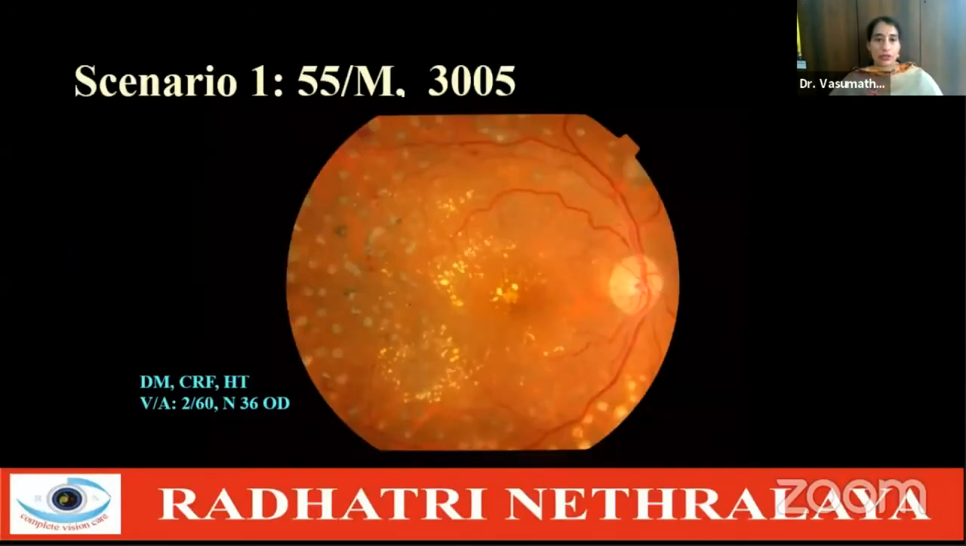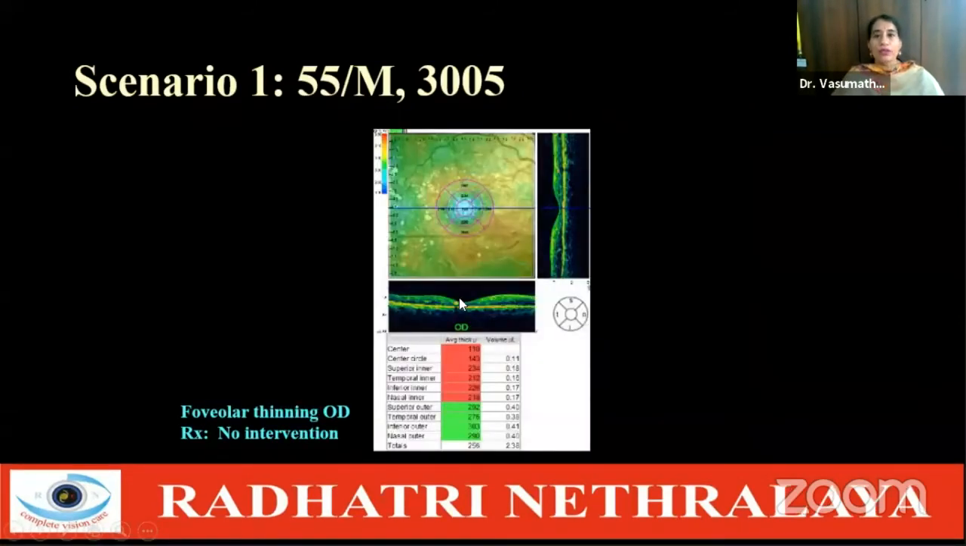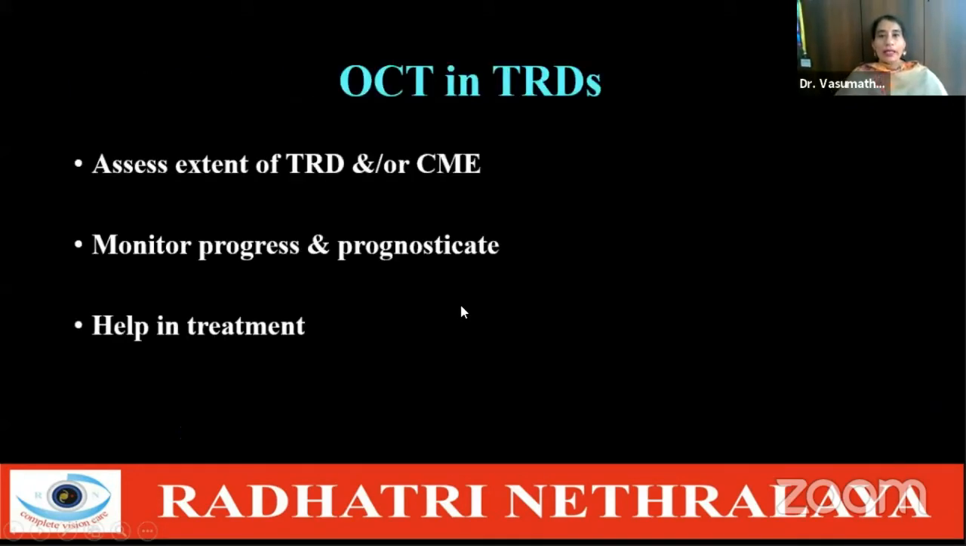This is a diabetic patient with chronic renal failure, vision only 2/60. Some hard exudates are there, but why is the vision so poor? You do an OCT, you can't do an angiography because the nephrologist is saying no. So you see that there's so much inner foveolar thinning with deep retinal exudates. So this patient's visual acuity is unlikely to improve much. So no intervention.